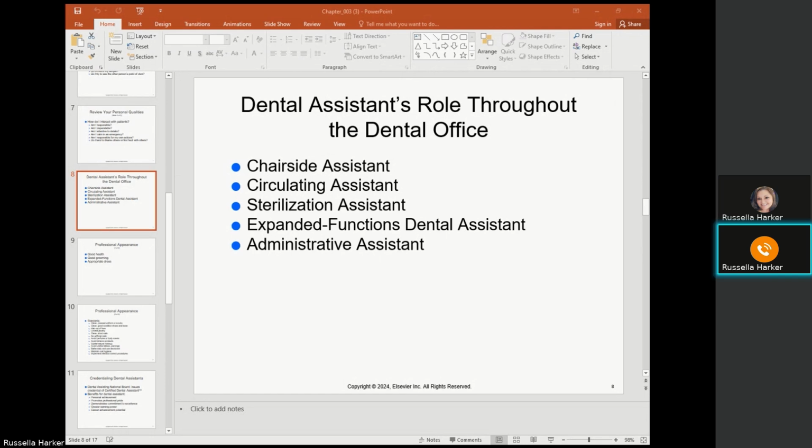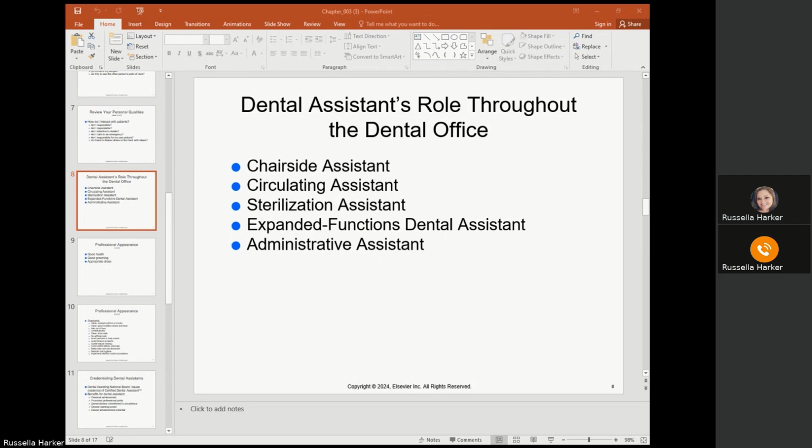duties in the office. Or if you're an administrative assistant and the chairside assistant calls out sick and you're in a small office and they're just the two of you, the doctor doesn't want to have to cancel patients or work alone. So if you're able to step in and do the clinical assisting for the day while the chairside assistant is out sick, that will help the office run more smoothly.